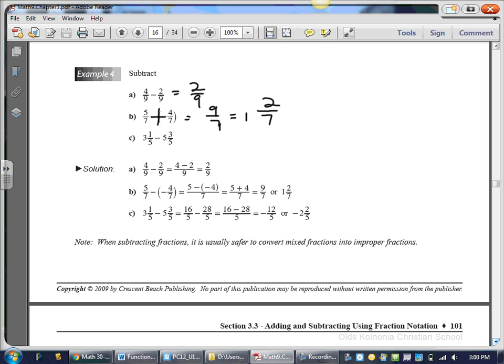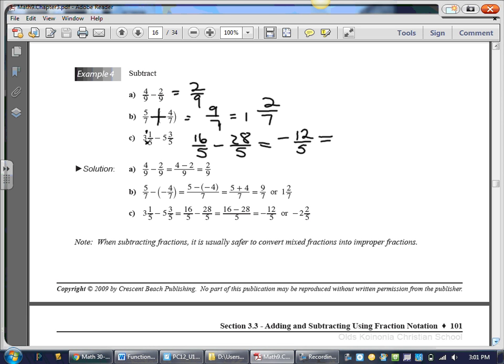Now 3/5 and 5 3/5. I really strongly suggest that you not try to go 3 take away 5 and try to do that. It's just too complicated. The best way to do this is to change them into improper fractions and then subtract. So we're going to go 5 times 3 and get 15, and we're going to add the 1. So we're going to get 16/5. And we're going to subtract. 5 times 5 is 25, plus the 3 is 28. Now, think about it in terms of money. You have 16 of them, but you owe 28. That leaves you owing 12/5.